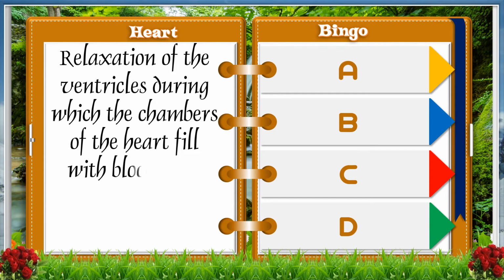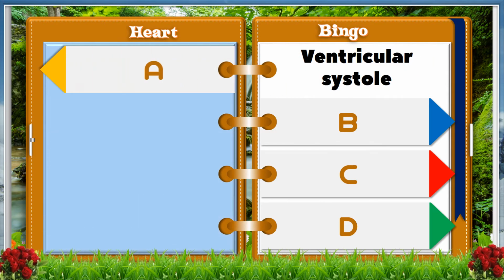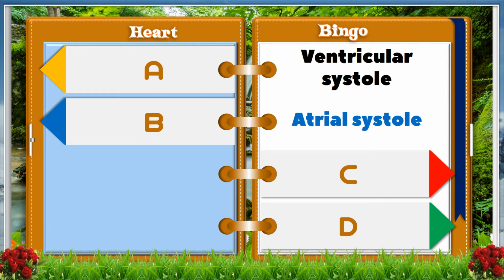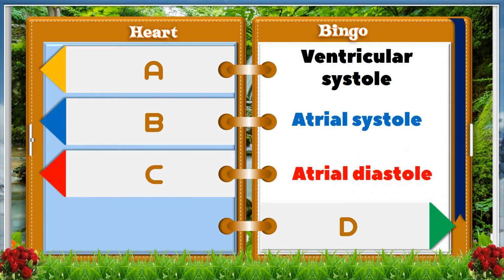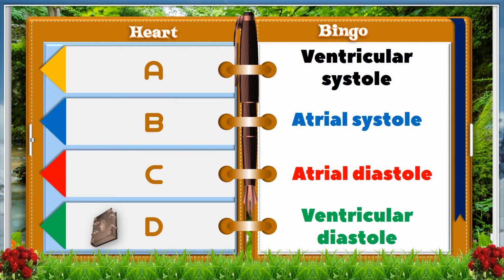Relaxation of the ventricles, during which the chambers of the heart fill with blood. This occurs during the cardiac cycle. A. Ventricular systole. B. Atriosystole. C. Atrio-diastole. D. Ventricular diastole. And the answer is D. Ventricular diastole.